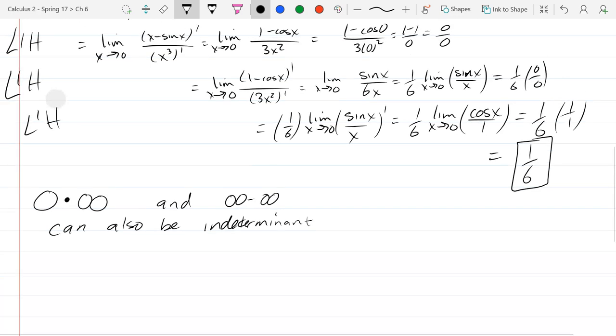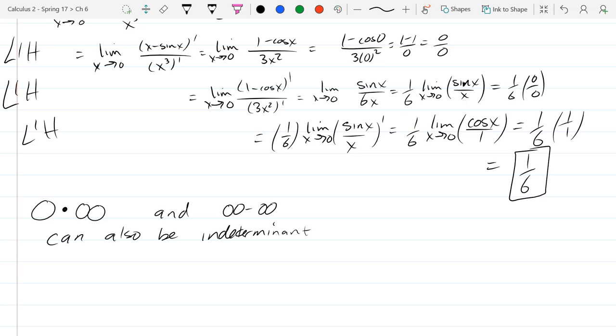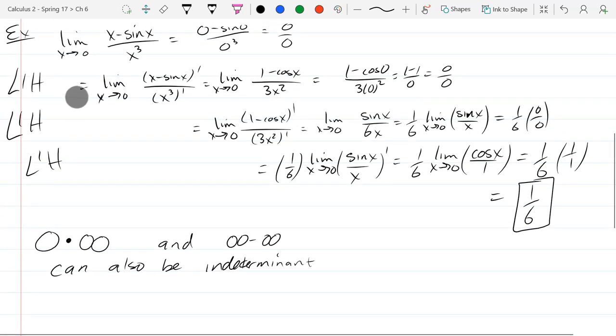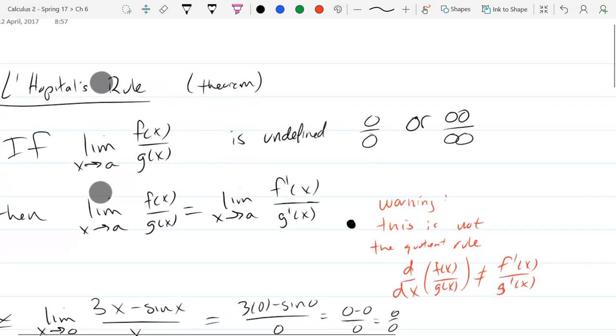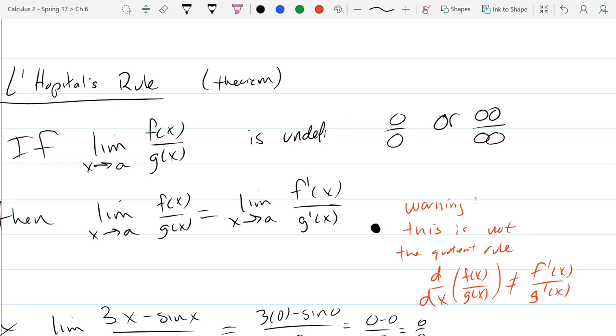And I'm actually going to change a word from undefined to indeterminate up at the top. So way up at the top in L'Hopital's rule, where it says is undefined, I'm going to use the word is indeterminate. What's indeterminate? Unable to be determined. So, indeterminable. I want to know why 0 times infinity is indeterminate.